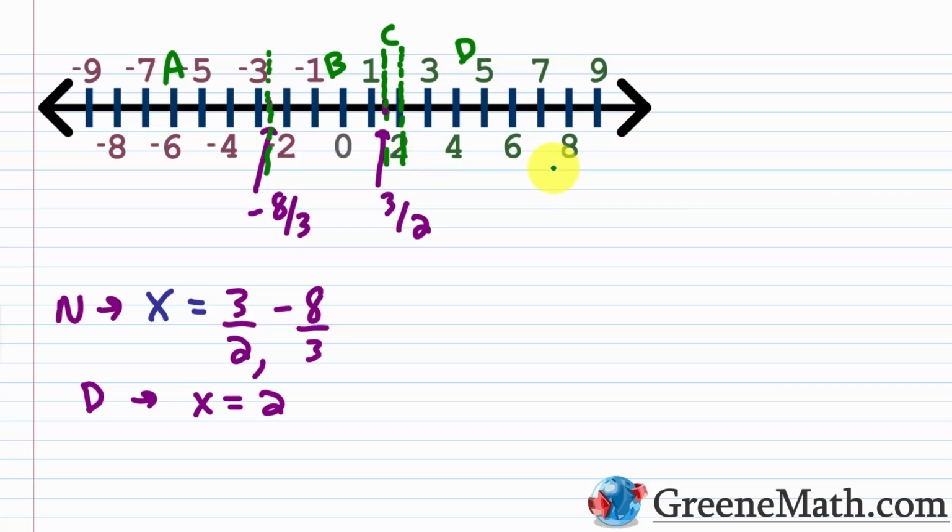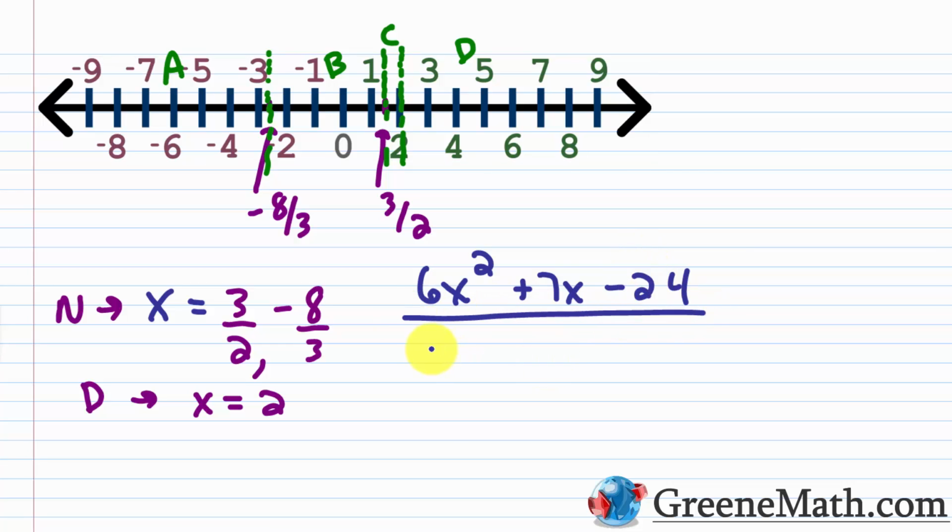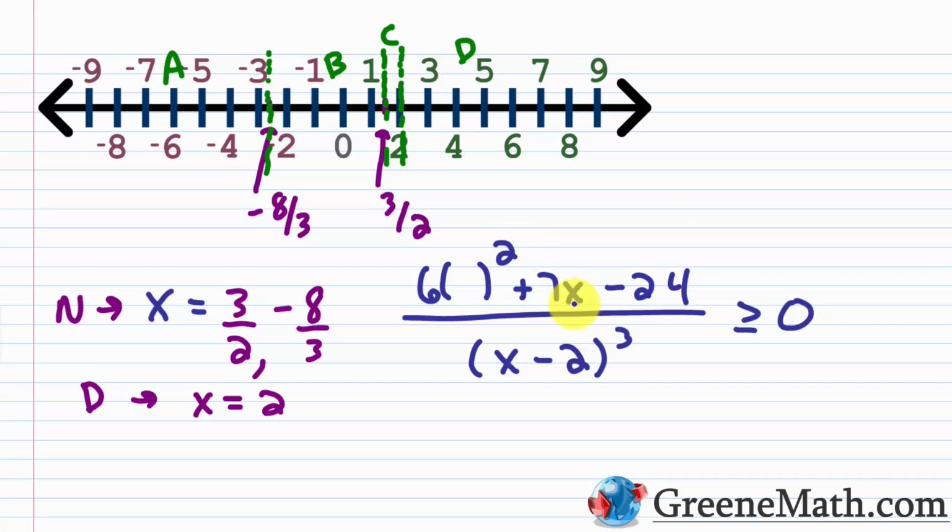Okay, so let's pick a test value from each region here. And my original inequality, again, was 6x squared plus 7x minus 24, over x cubed minus 6x squared plus 12x minus 8. But again, in factored form, I'm just going to put this as x minus 2, that amount cubed. And this was greater than or equal to 0. Now, to save time, I'm just going to put some parentheses wherever there's an x, just so I can quickly substitute things in. And let's put some parentheses here.